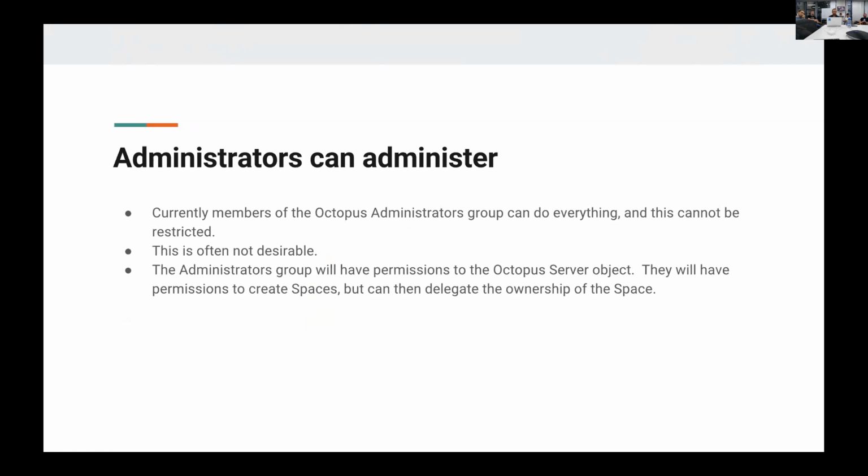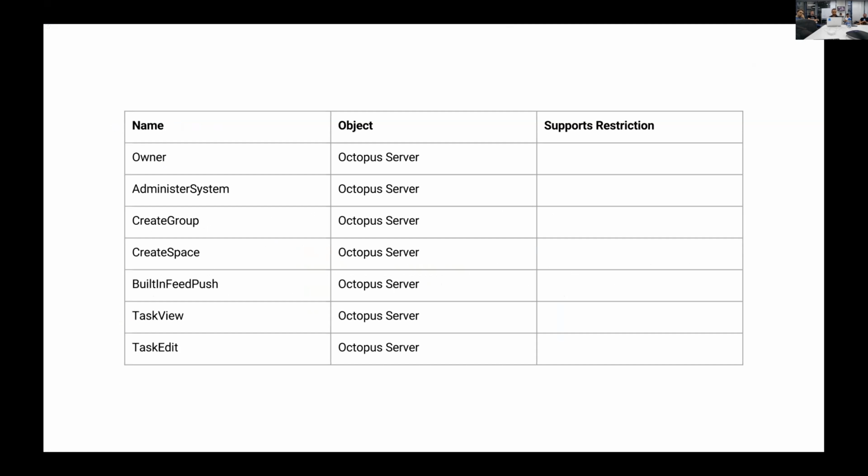As I have alluded to already, administrators don't necessarily have everything, because in these big organizations the people who are responsible for administering the Octopus server often don't want to have permissions to deploy a particular project to production. They're never going to do that. They don't want to be able to do that. They want to delegate those rights to a more appropriate person.